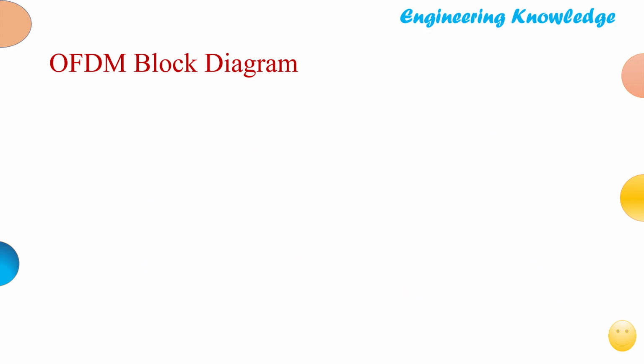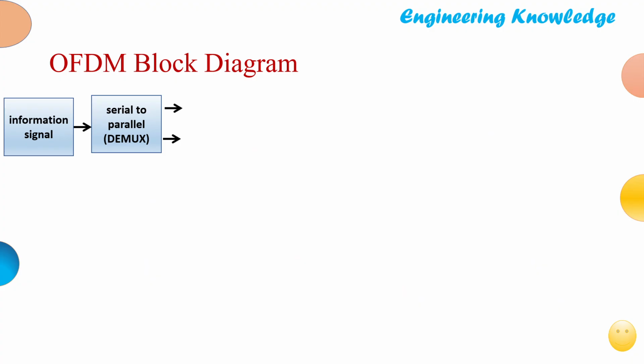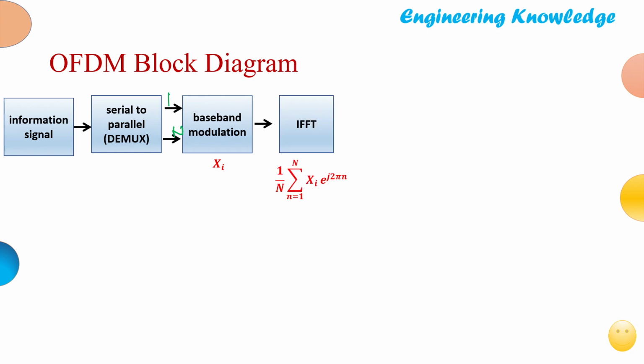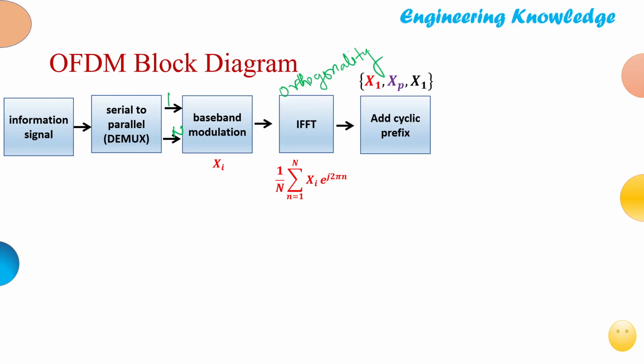So in totality, what will be the OFDM block diagram? We will have the information signal. We'll convert serial to parallel because we want to make n subcarriers, from 1 to n. Then we'll perform the baseband modulation, BPSK, FSK, any scheme. Then we'll perform IFFT. Why do we perform IFFT? This is to maintain orthogonality. And then we will have to add a cyclic prefix, so if this was the past and this is the present, then we will have the cyclic prefix.